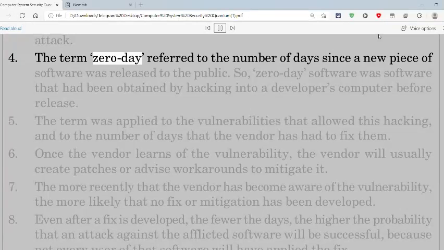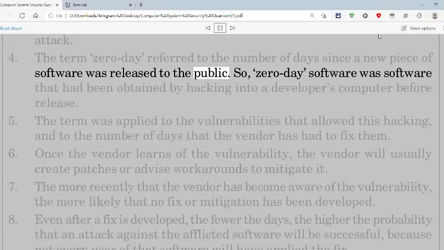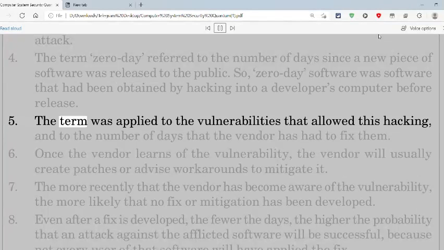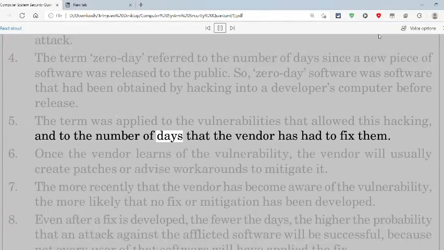4. The term zero-day referred to the number of days since a new piece of software was released to the public. So, zero-day software was software that had been obtained by hacking into a developer's computer before release. 5. The term was applied to the vulnerabilities that allowed this hacking, and to the number of days that the vendor has had to fix them.